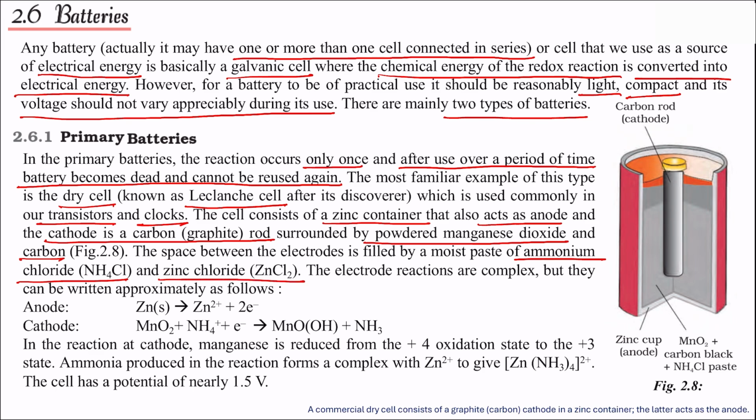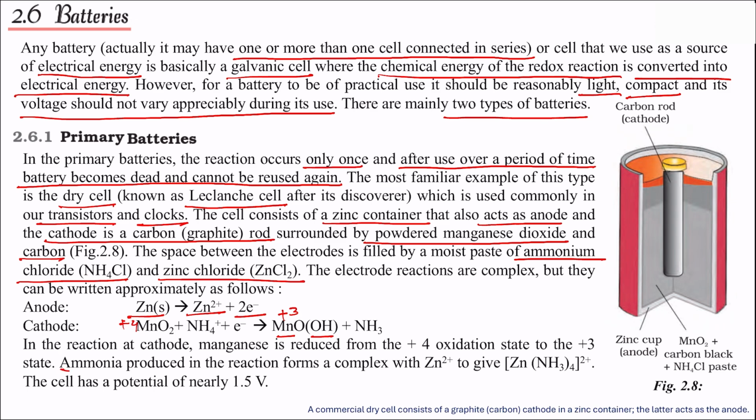The electrode reactions are complex, but they can be written approximately. What is the reaction at anode? At the anode, oxidation takes place, zinc changes to Zn2+ ion and 2 electrons are given out. At the cathode, reduction takes place. In MnO2, the oxidation state of manganese is +4 and it changes to MnOOH, where the oxidation state of manganese is +3. So manganese is getting reduced. So the reaction at cathode is MnO2 plus ammonium ion plus electron forming MnOOH, and ammonia gas is given out.